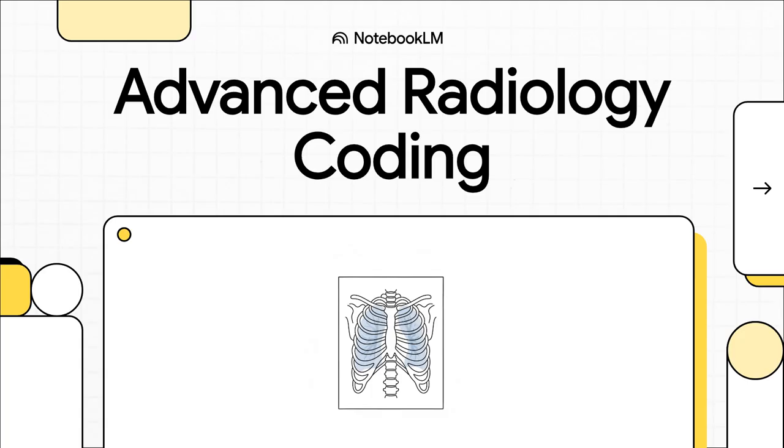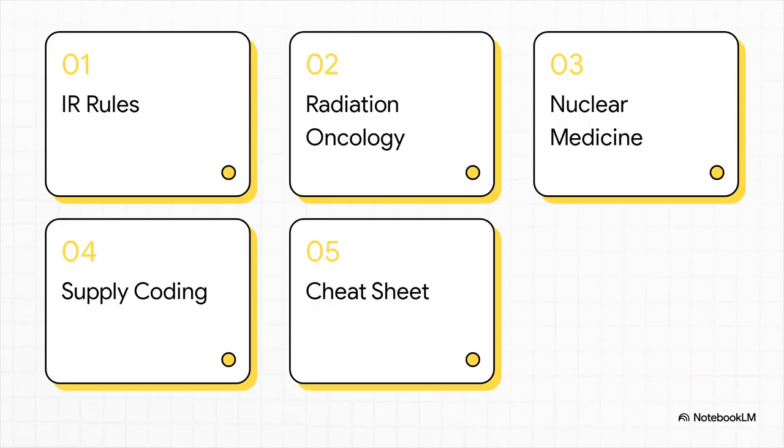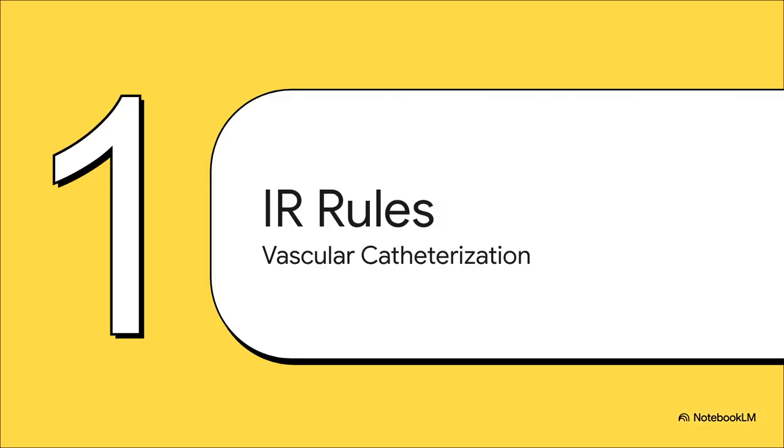All right, let's get right to it. So, what are we getting into today? We're going to cover interventional radiology rules, radiation oncology guidelines, nuclear medicine, and radiopharmaceutical supply coding. And definitely stick around, because we're wrapping it all up with a killer radiology cheat sheet to help you crush the exam. Let's jump right into our first section, interventional radiology and vascular catheterization rules.